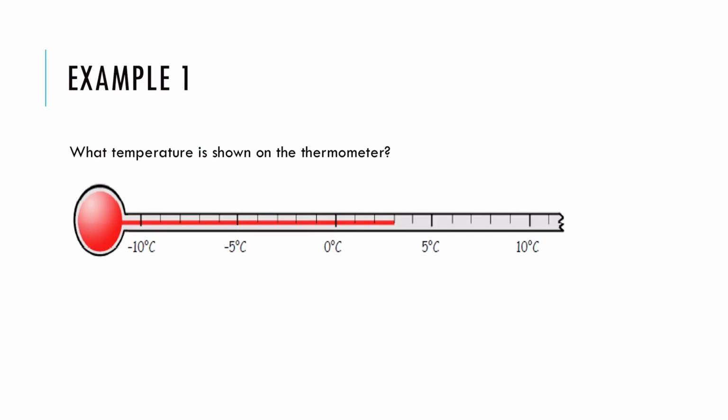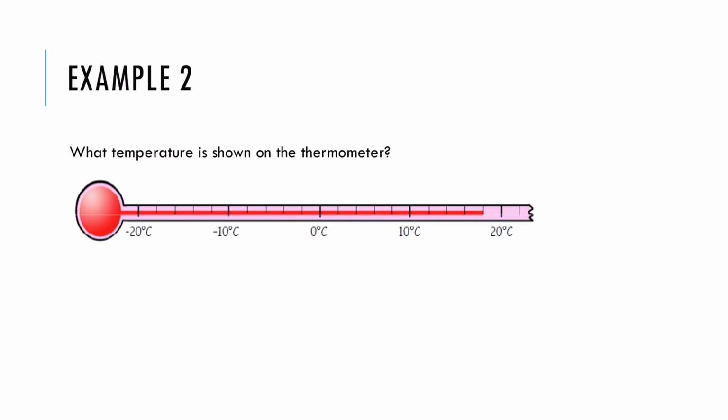Okay, so let's have a look at reading scales. So what temperature is shown on the thermometer? It's first important to say what our scale is. So between 0 and 5, there are 1, 2, 3, 4, 5 gaps. 5 degrees has been split into 5 segments, which tells me that each gap represents 1 degree. So this here must be 3 degrees Celsius.